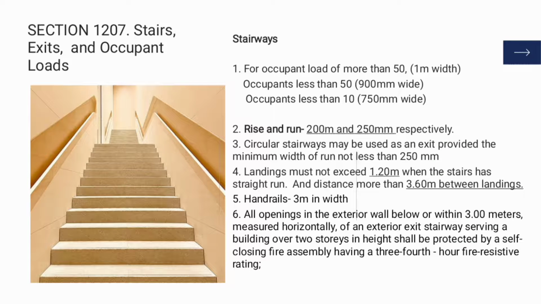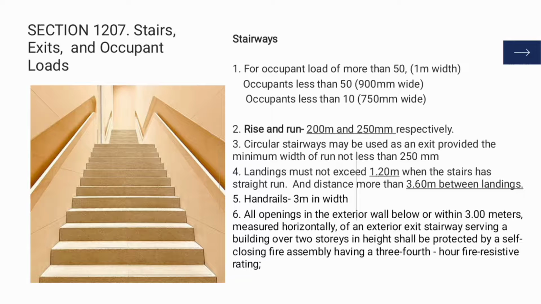And when it comes to the stairways, for an occupant load of more than 50, the width should not be less than 1.10 meters. And for occupants less than 50, it should be 900 millimeters wide. And for occupants less than 10, it should be 750 millimeters. So, trim and handrails shall not reduce the required width by more than 100 millimeters.